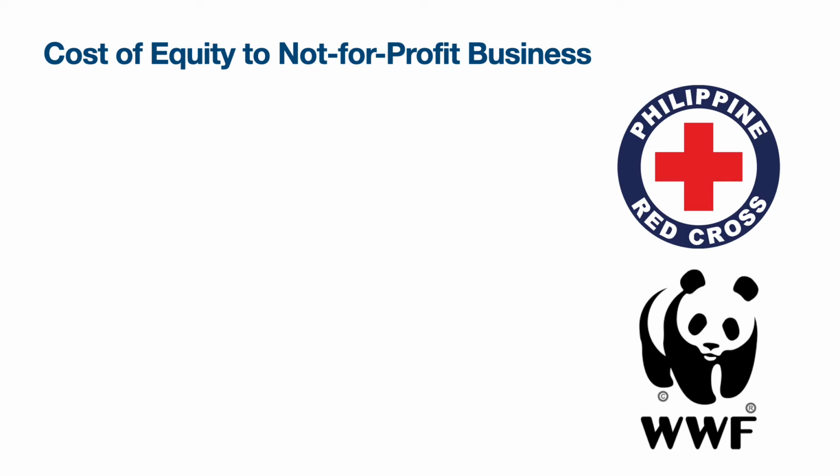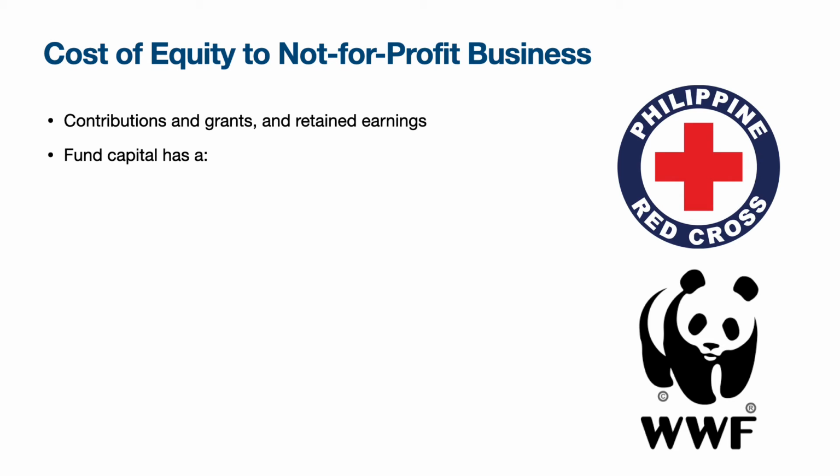Let us now discuss the cost of equity to not-for-profit businesses. I mentioned earlier that not-for-profit businesses raise equity capital in two basic ways. Number one is by receiving contributions and grants, and number two is by earning an excess of revenues over expenses, or their retained earnings. Now, the question is, what is the cost of using equity capital for real asset investments within not-for-profit businesses? There are 5 positions that can be taken on this question.